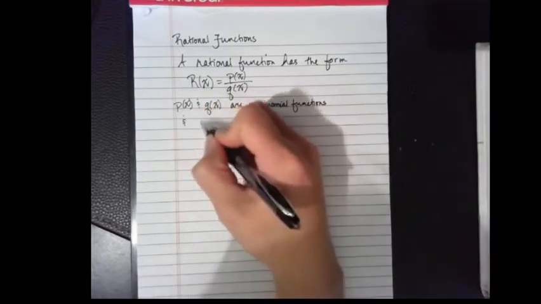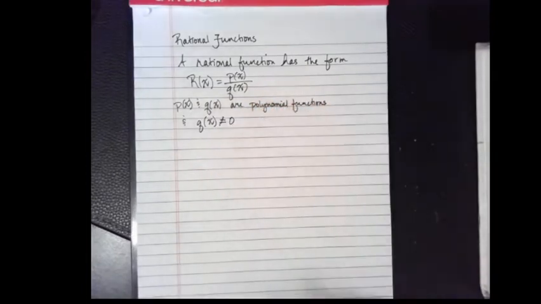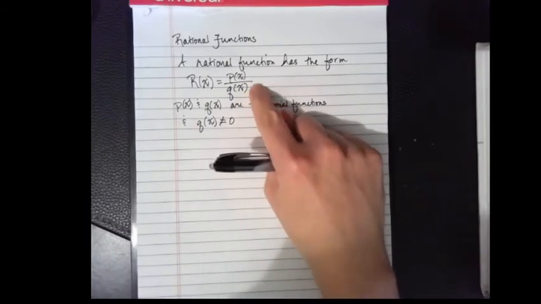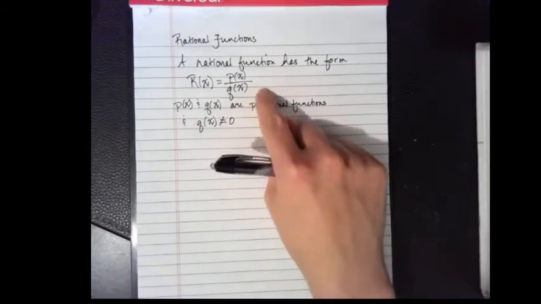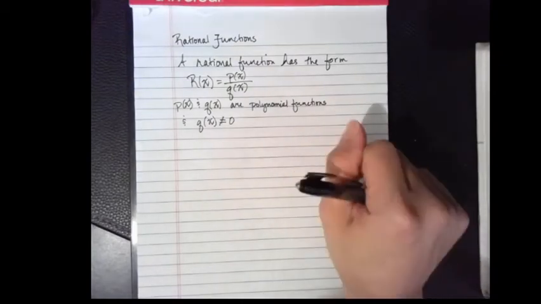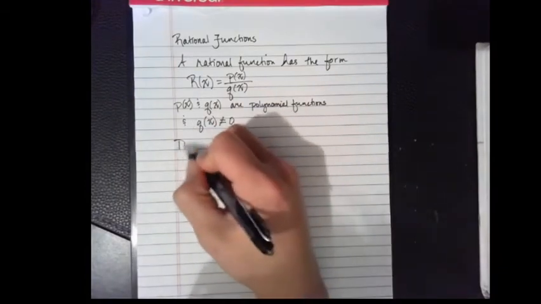and q of x cannot equal 0. Okay, because if q of x was 0, we're looking at a fraction right here. If the denominator was 0, the entire thing is undefined, so we have to make sure that q of x is not 0. Okay, and that's really our domain.